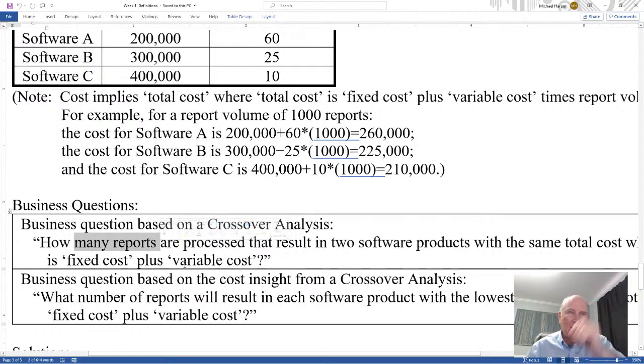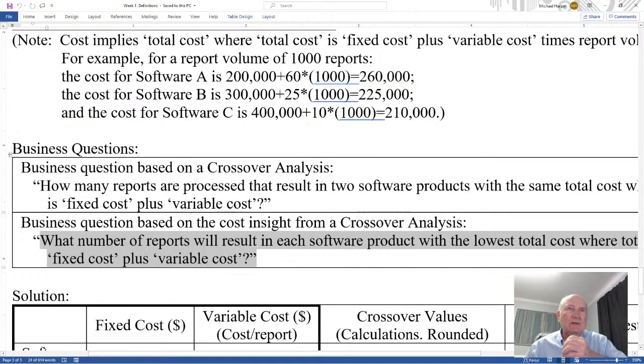Or a business question based on the cost insight from the crossover analysis: What number of reports will result in each software product with the lowest cost, where the total cost is fixed plus variable cost? So there's two different business questions. Both come from crossover analysis. One is looking at the crossover analysis, and one is looking at the cost implications or insight from that crossover analysis. So in business, this is more than just a mathematical problem. In business, you say you have the math, you're going to have the result here in a minute.